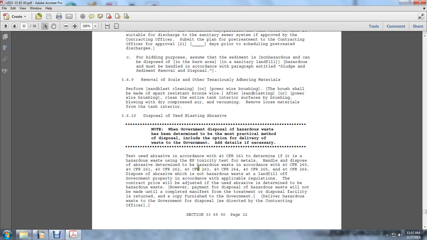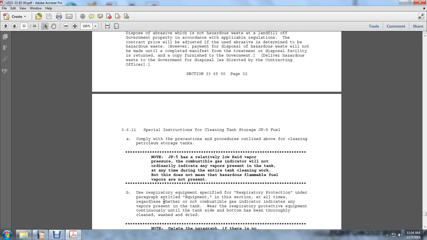Abrasives that are not hazardous waste shall be disposed of in a landfill off government property in accordance with applicable regulations. The contract will be adjusted if an abrasive used is determined to be hazardous waste. However, payment for hazardous waste disposal will not be made without the completed manifest. The treatment and disposal facility's returned copy shall be furnished to the government. Deliver hazardous waste to the government for disposal as directed by the contracting officer.